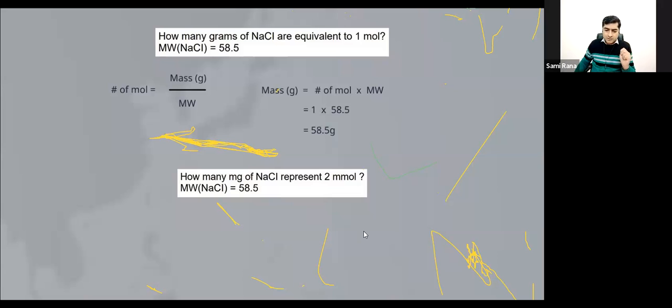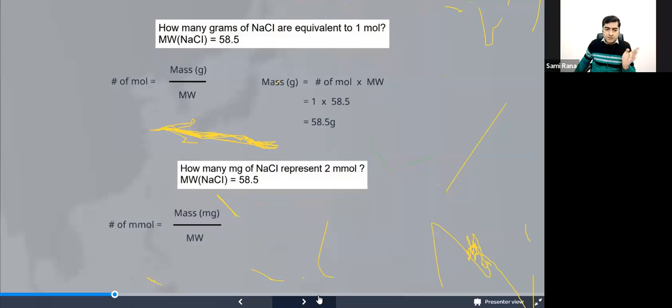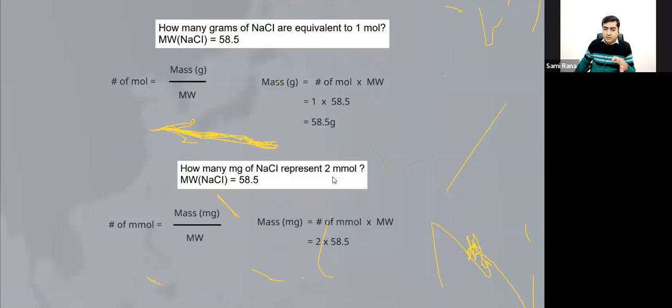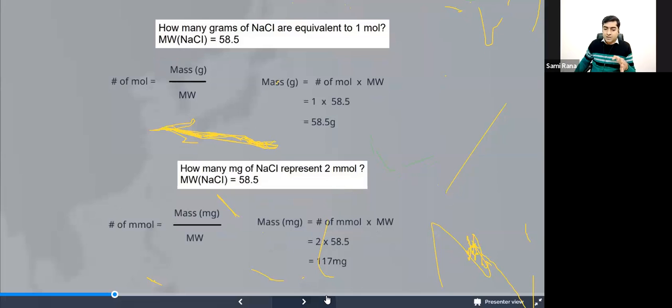We'll see about the solution: same formula, and we have manipulated the formula for our own purpose. 58.5 multiplied by 2, the number of millimoles. Here number of millimoles 2 multiplied by molecular weight 58.5. This is going to give us the result of 117 mg.